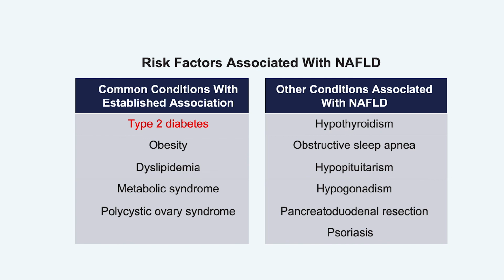Other diseases or comorbidities where we find high risk include obesity, higher features of metabolic syndrome, polycystic ovarian syndrome, hypopituitarism, hypogonadism, obstructive sleep apnea, patients with hypothyroidism, patients with psoriasis, as well as pancreatic duodenal resection.